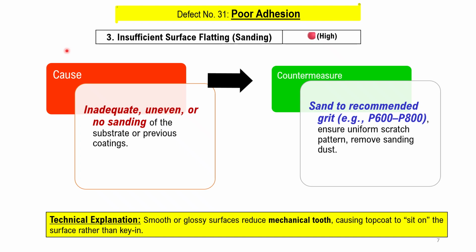The third probable cause could be insufficient surface flattening, that is, sanding. Inadequate, uneven, or no sanding of the substrate or a previous coating. It can be technically explained as smooth or glossy surfaces reduce mechanical tooth, causing the top coat to sit on the surface rather than key in. Therefore, the recommended countermeasure is to sand to the recommended grit, for example P600 to P800, ensure a uniform scratch pattern, and remove sanding dust.